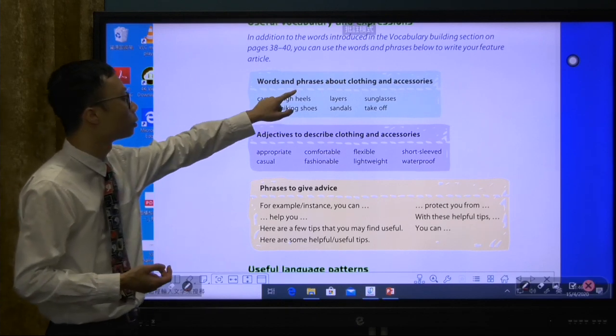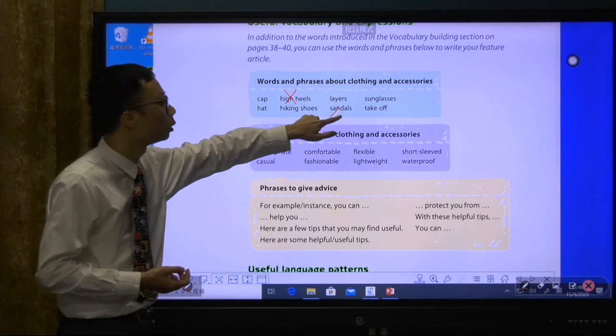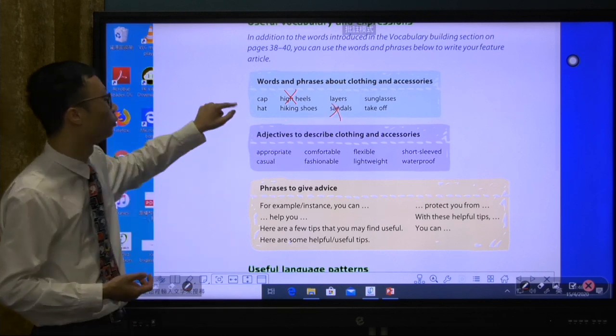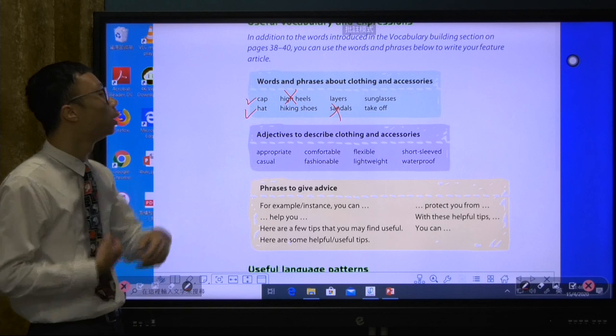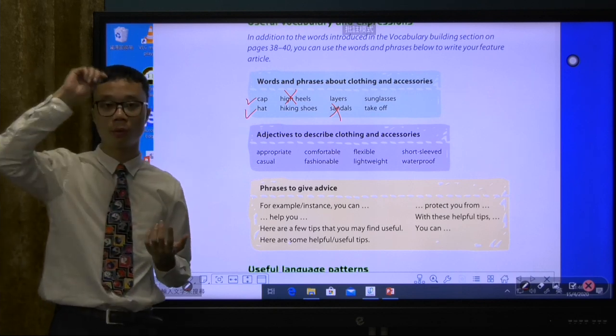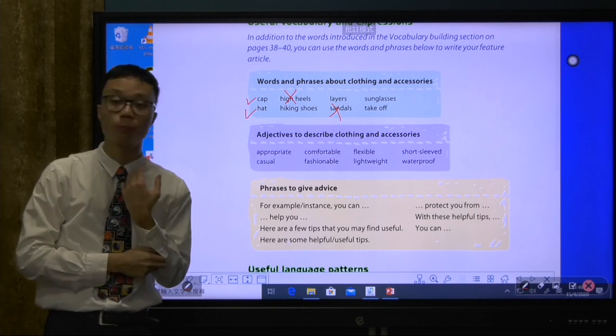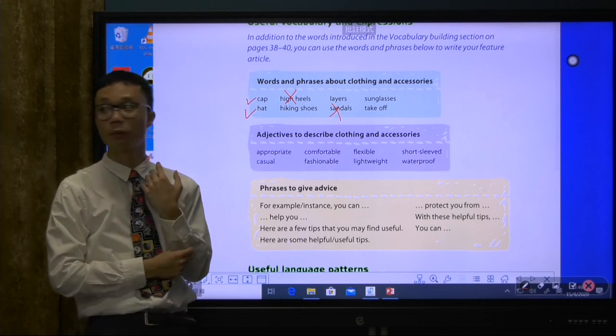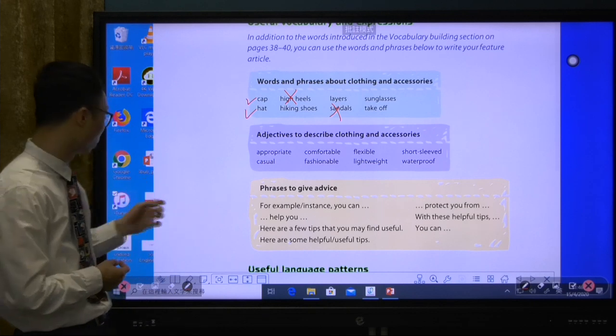High heels, we talk about no, and sandals, no. And for the other things, you can talk about it, like you should wear a hat because it avoids sunburn, to block off the sun if the sun is too hot or something like that, all right.